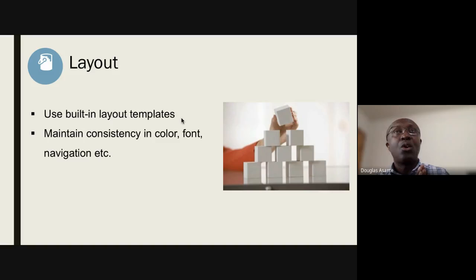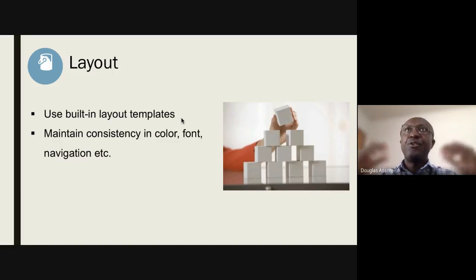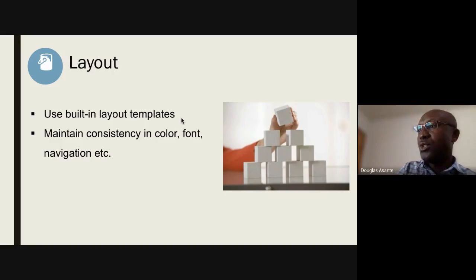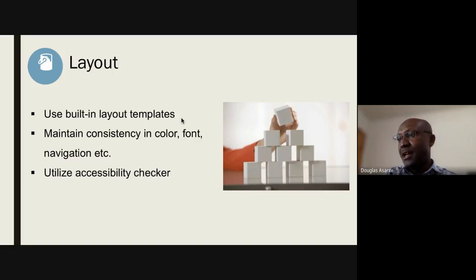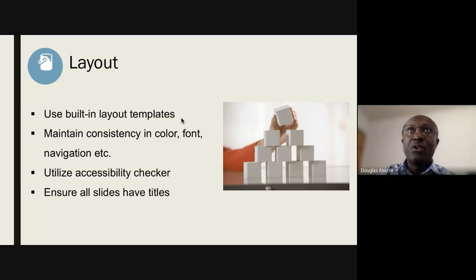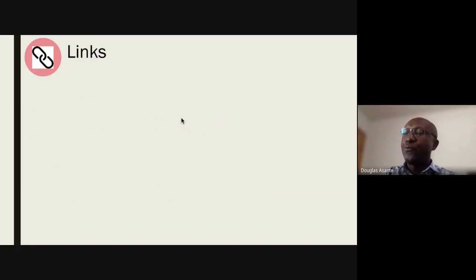So if you have your standard links placed to the left or at the top, make sure that you consistently have them there. And if your headers are size 44, maintain that so that it doesn't put too much cognitive load on the learner. And then utilize the accessibility checker. Ensure that all slides have titles. It's good for a screen reader, and it's good for consistency too.